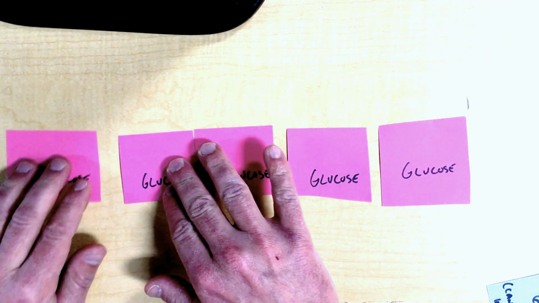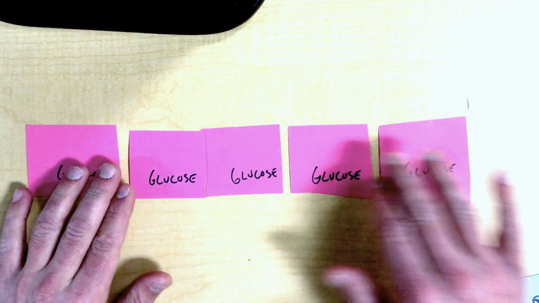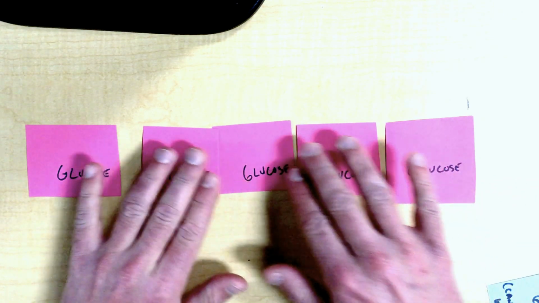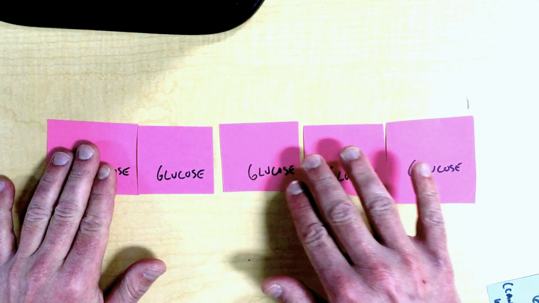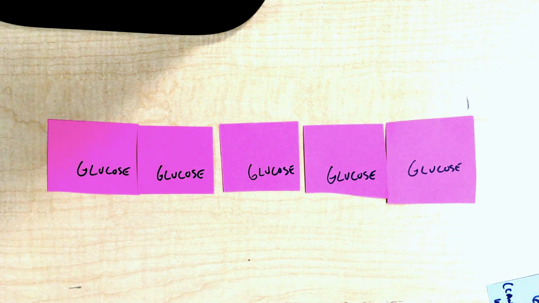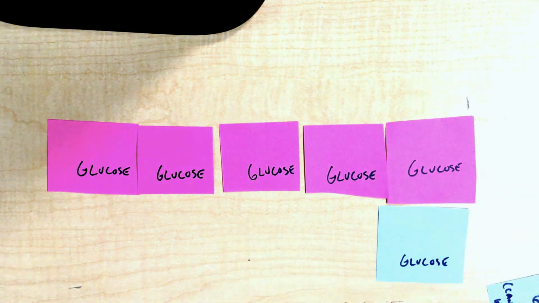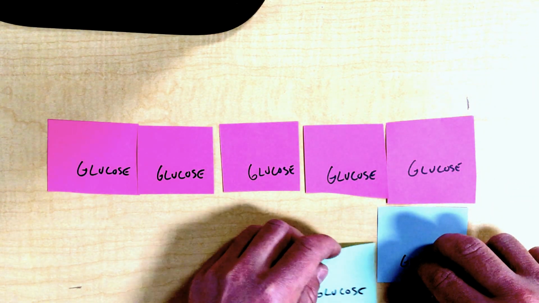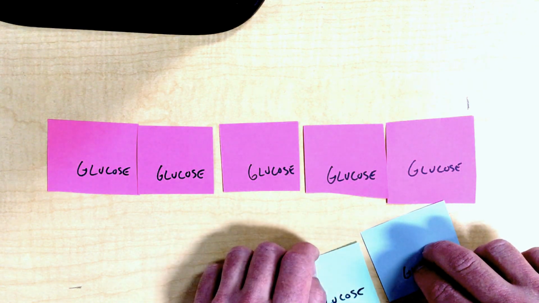Let's see if we can squash these in a little bit more here so we can get all 5 of them. It's important that we get 5. Okay, so you see we have 5 different glucose, but remember we said that glycogen has a lot of branches in it. Those branches help us break it down faster, so let's put a branch here and some more glucose.